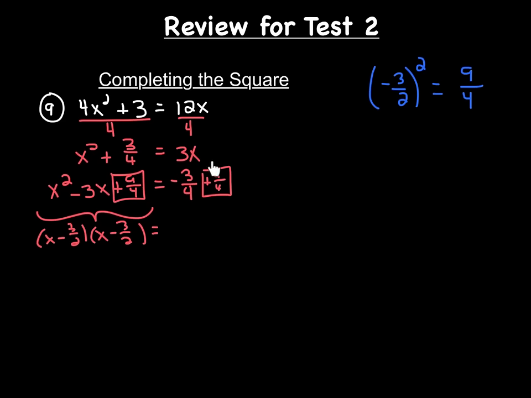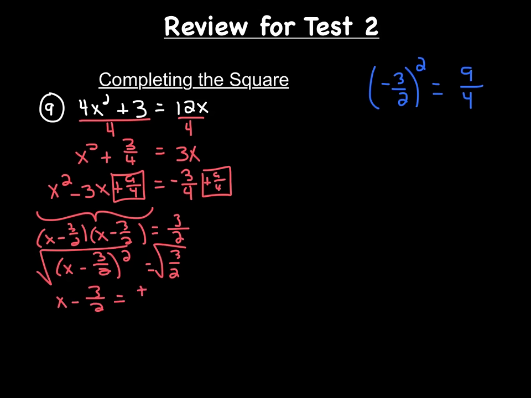Okay, now if we combine these, negative 3/4 plus 9/4 is positive 6/4. And I'm just going to simplify that. 6/4 simplifies to 3/2. Now since we have two of the same factors here, we can write it as x minus 3/2 squared, and then I'll bring down the equals 3/2. To get rid of a square, we take the square root. So that leaves us with x minus 3/2 equals, and on this side we're going to have positive and negative.